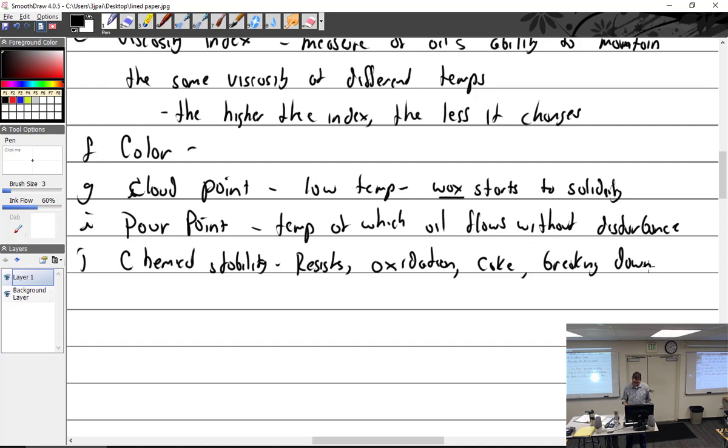We need maximum fluidity at low temperatures. We can't have solid oil. Good anti-wear properties, maximum cooling ability, maximum resistance to oxidation, and non-corrosive.